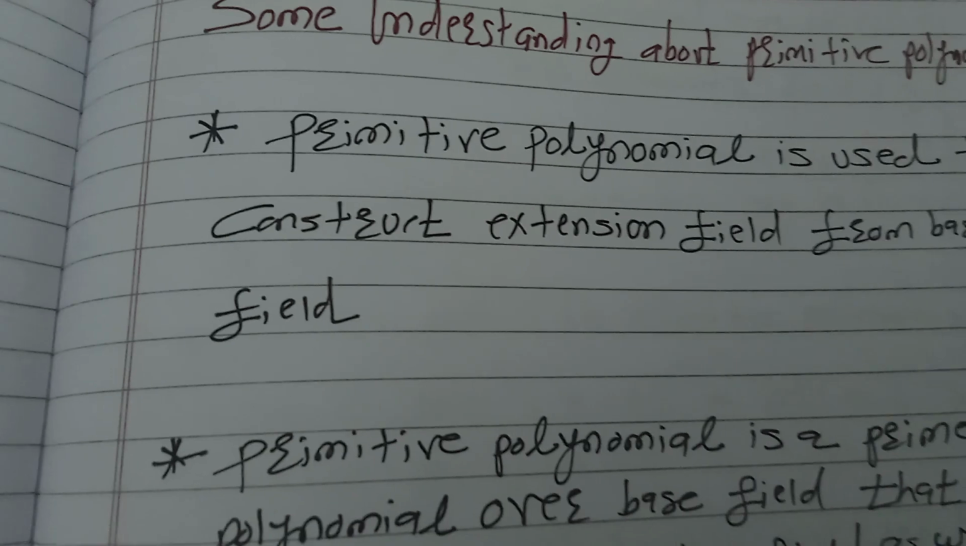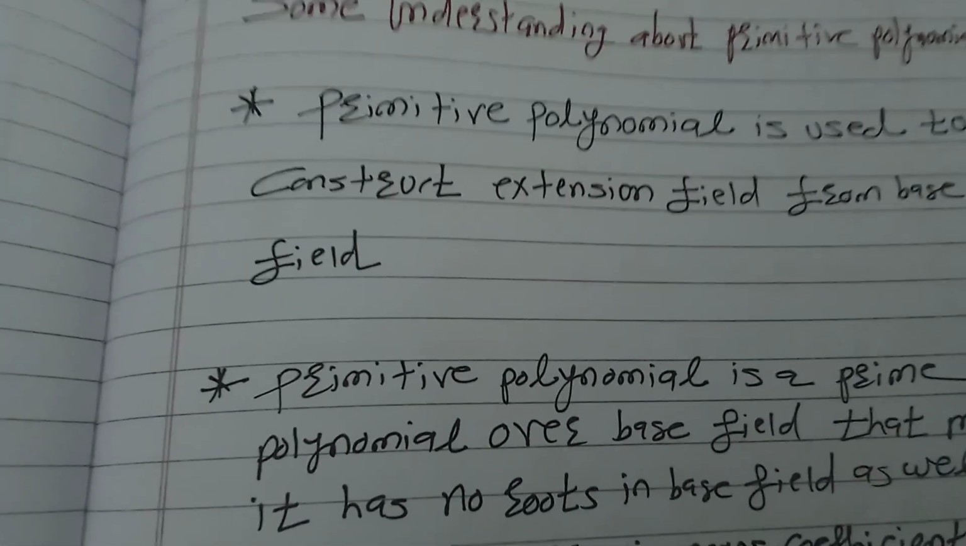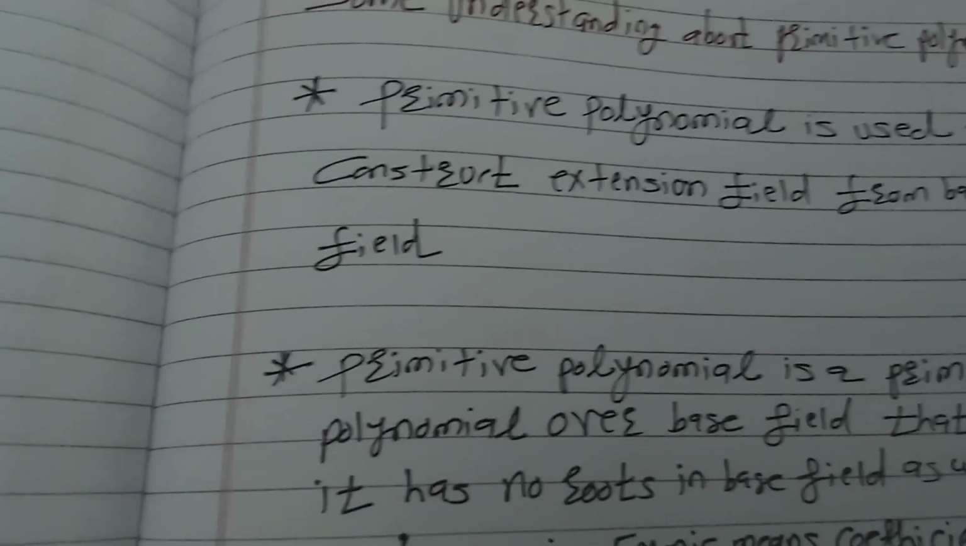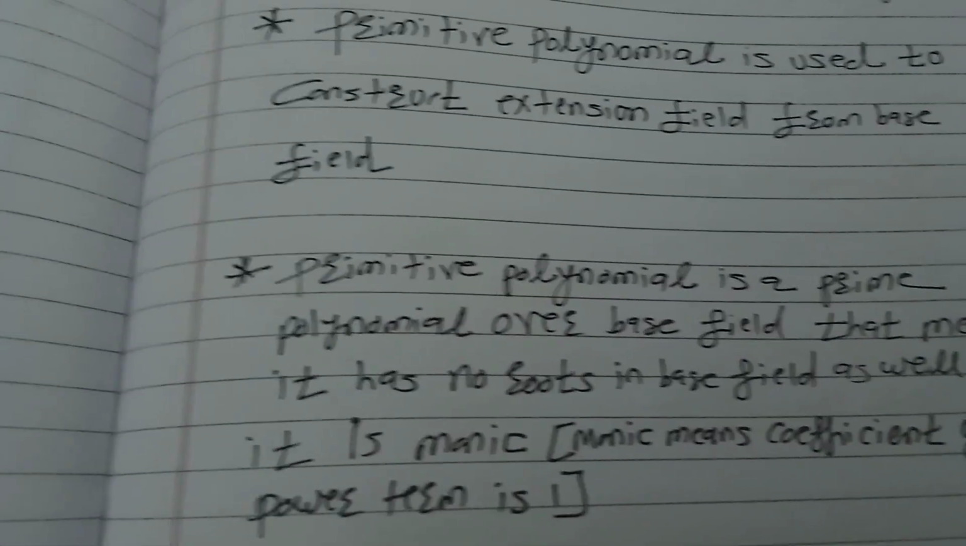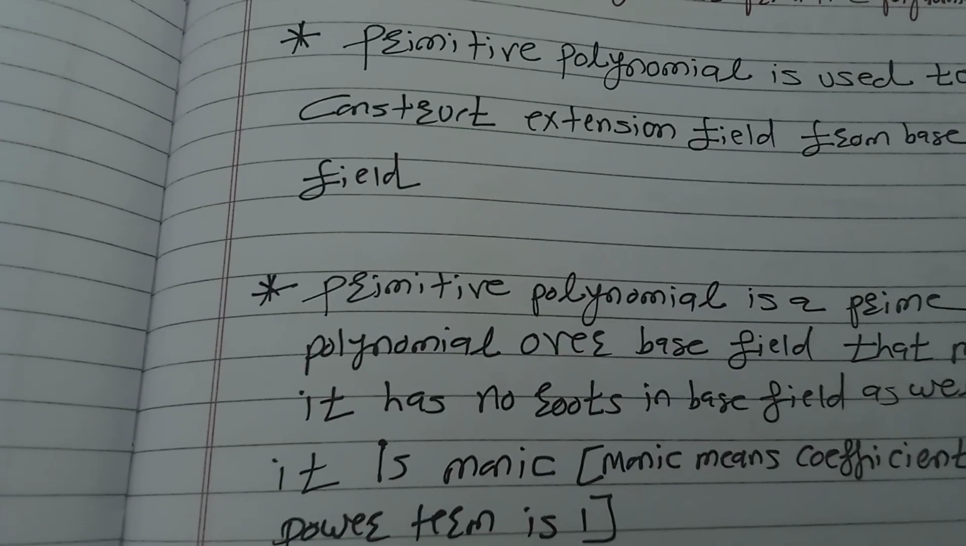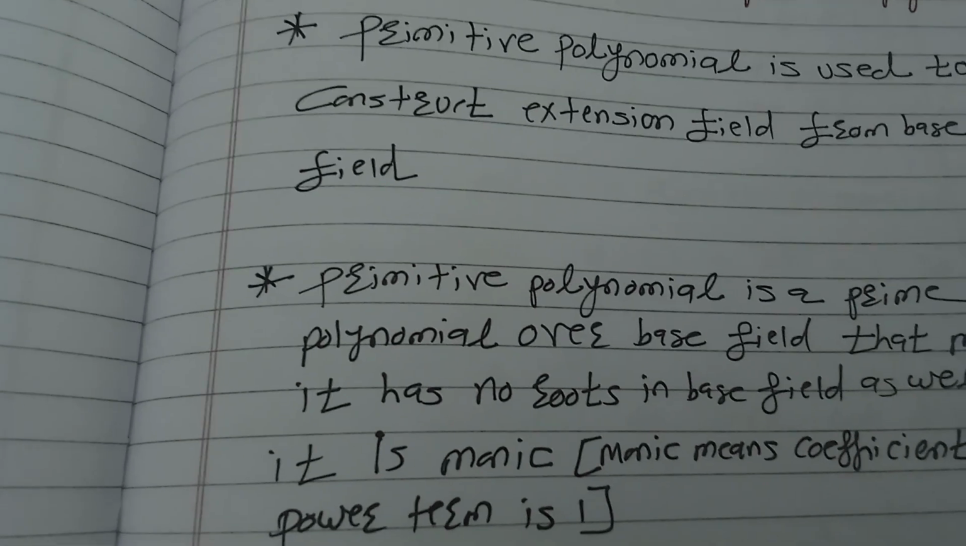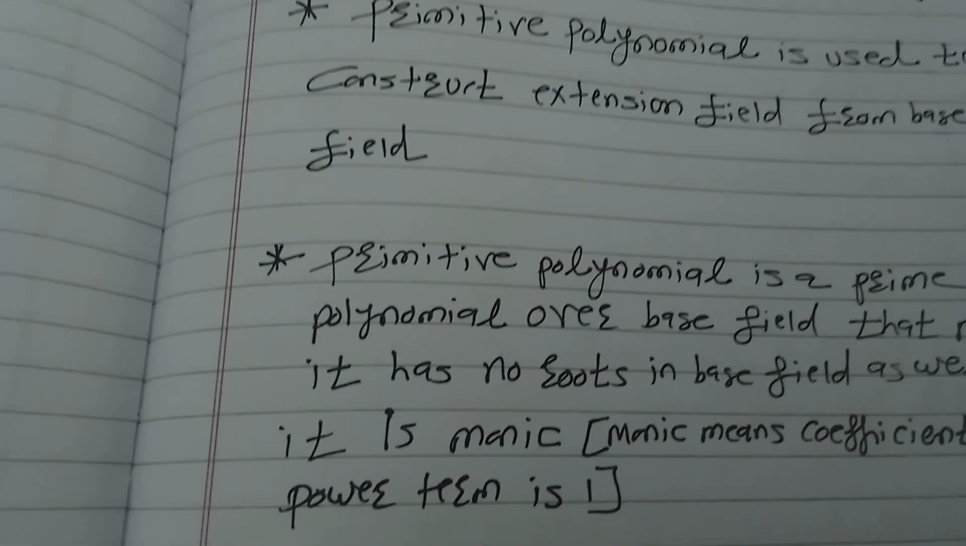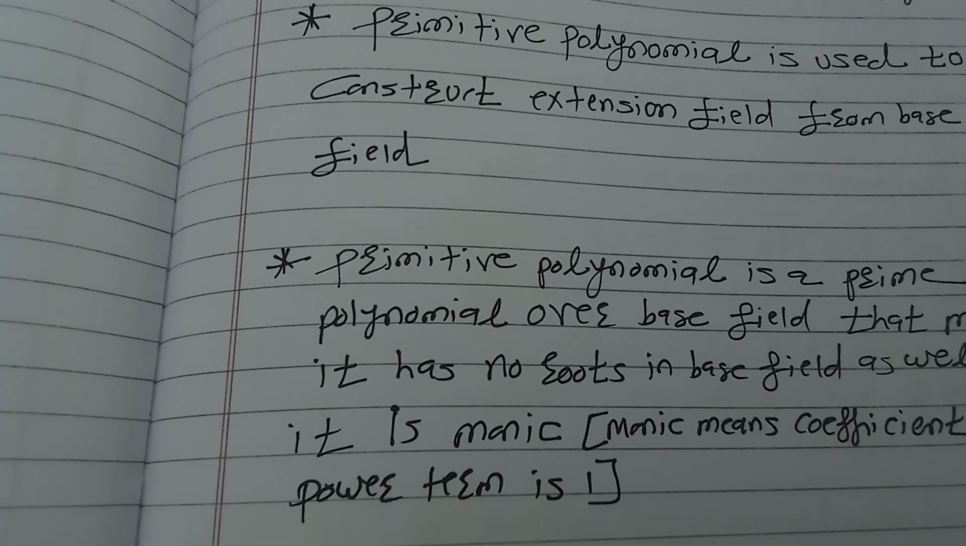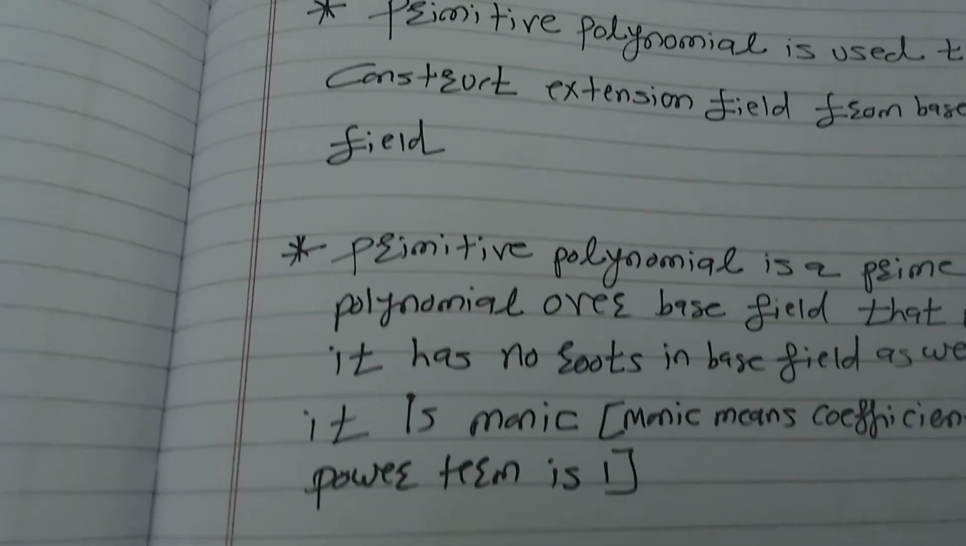So the first feature is that it is used to construct the extension field. How it is used, we will see. Then second is that it has no roots in the base field, as well as it is monic. That means its highest power's coefficient is 1.